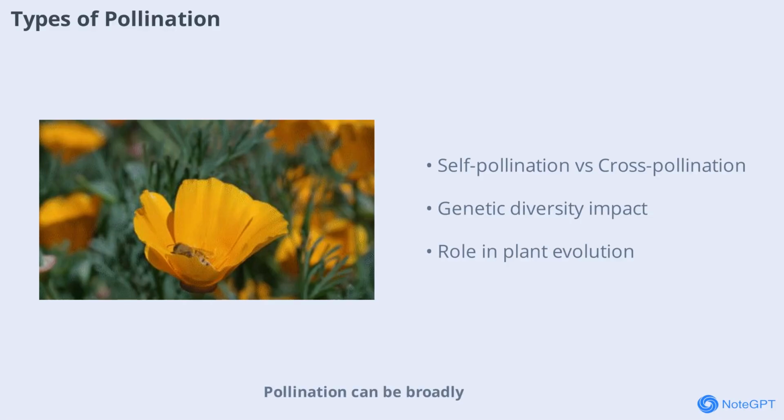Pollination can be broadly categorized into self-pollination and cross-pollination. Self-pollination occurs when pollen from a flower's anther lands on its own stigma or another flower on the same plant. Cross-pollination, on the other hand, involves the transfer of pollen to a genetically different flower, often requiring external agents. These two types play distinct roles in plant evolution and diversity. Understanding their mechanisms helps us appreciate the adaptability and resilience of flowering plants.